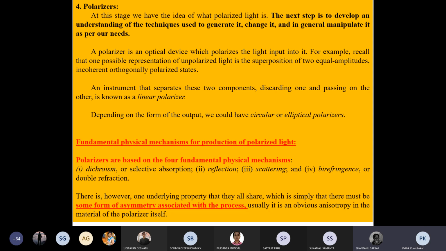Sometimes a question asks, what is a polarizer? A polarizer is an optical device which polarizes the light input into it. So it is a device which polarizes the light, but how does it do so? That we will be discussing next.